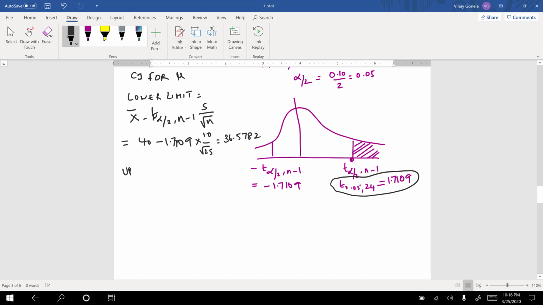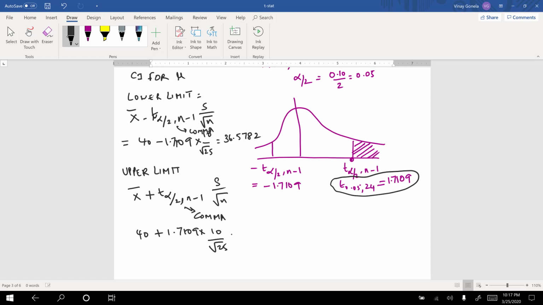Again, for the upper limit we'll calculate x bar plus t alpha over 2, n minus 1, times s over root n. So x bar is 40 plus 1.7109, s is 10 over root 25, so this is going to give us 43.8.